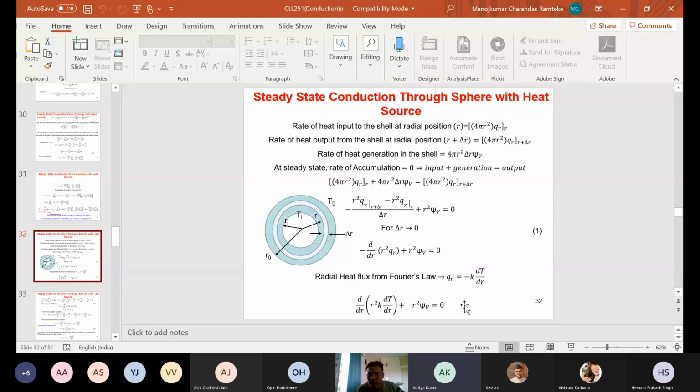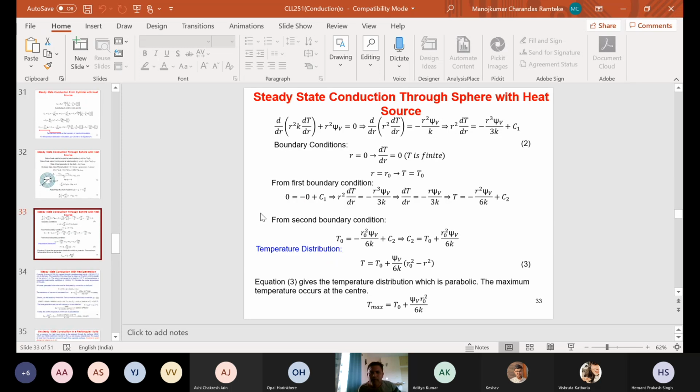Sir, if we find k dT by dr from this equation, then we get a 1 by r dependence. From this equation which we have looked at, isn't it? Yes, sir. Okay, equation number 32. Next slide, please. Just wait. So next slide you are saying.